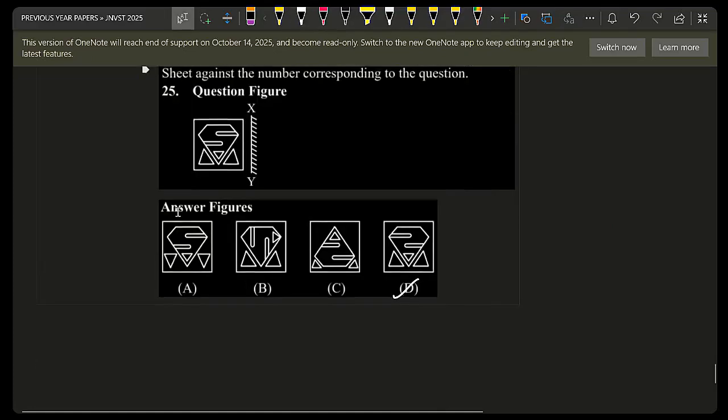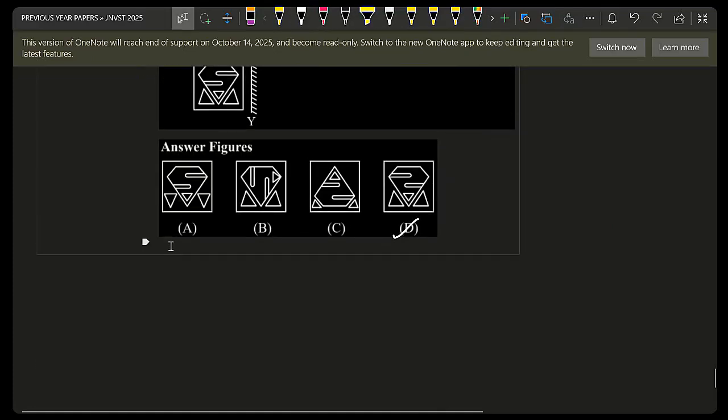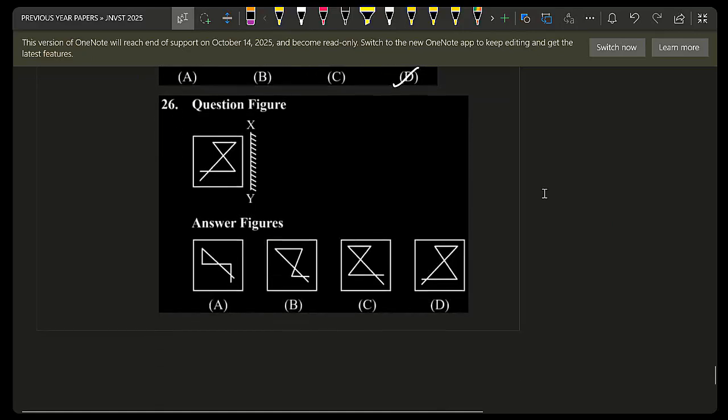Twenty-sixth one. Okay, 26th mirror image. So this corner is on the left side, so we want it on the right side with the exact matching. So it is seen that option C is correct. 27.